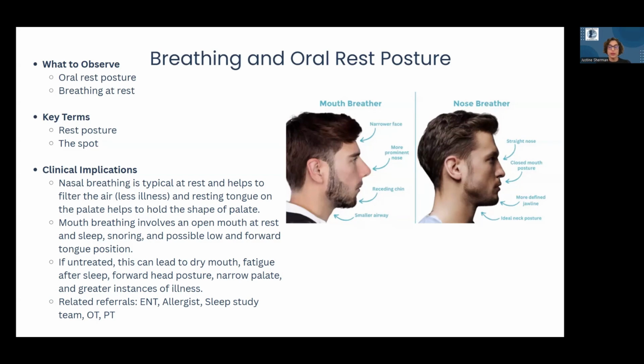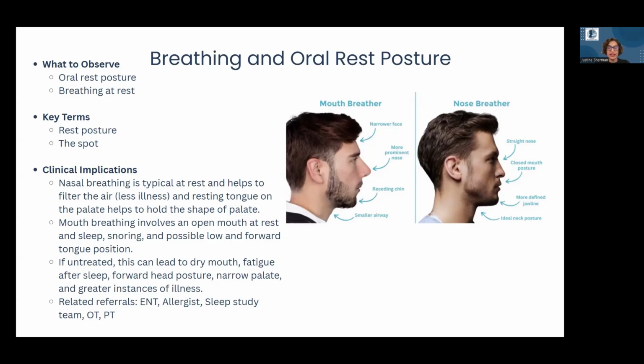So what strong documentation looks like, again: rather than saying "mouth breathing noted," I'm going to document the pattern. Like, open mouth posture observed at rest throughout the evaluation, nasal breathing inconsistent without cueing, tongue resting low and forward without palatal contact. This level of detail, again, supports our referrals and treatment planning.